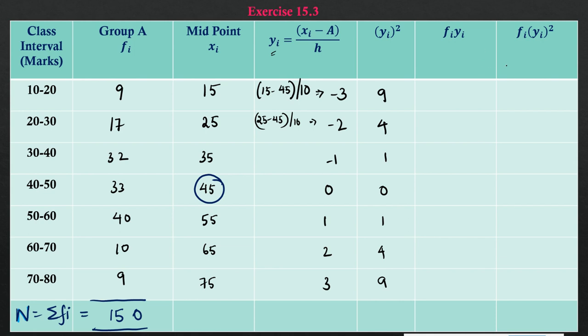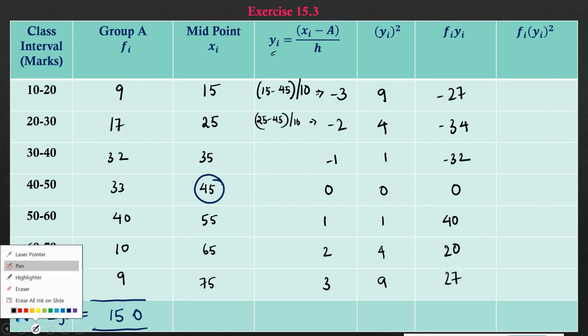Next, let me find out the value of fi yi. Minus 3 multiplied by 9 is going to be minus 27. Next, we have 17 and minus 2, which is going to be minus 34. 32 and minus 1 gives minus 32. 33 and 0 is going to be 0. 40 and 1 is going to be 40. 10 multiplied by 2 is going to be 20. 3 multiplied by 9 is going to be 27.